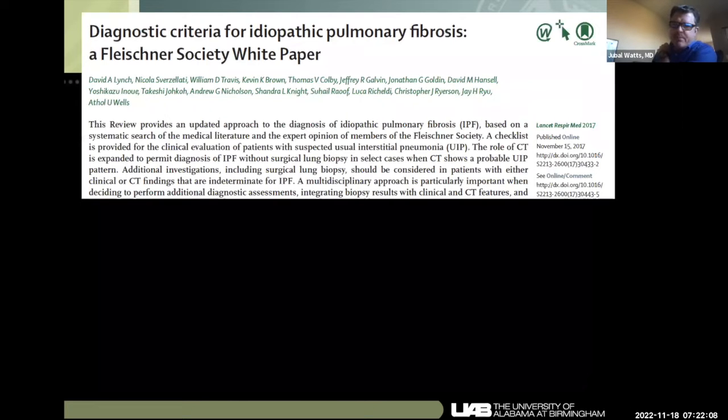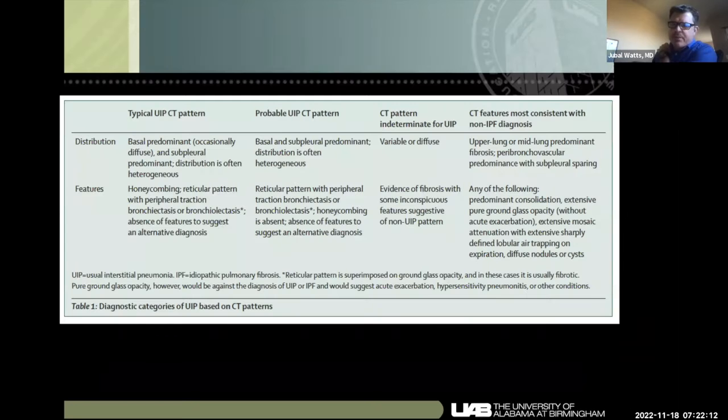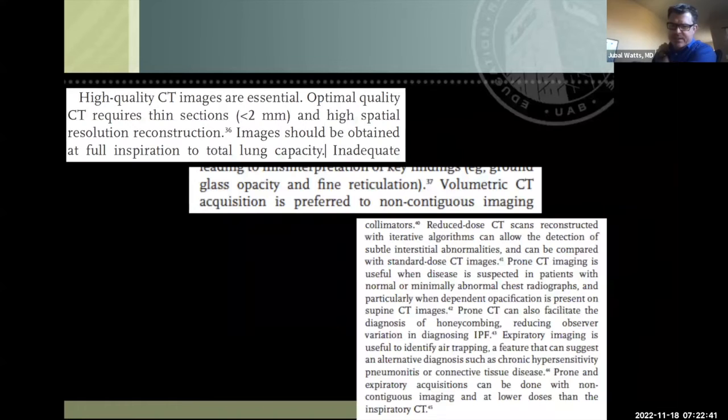So before the ATS came out, the Fleischner Society came out with a white paper, and it is about the same. So people kind of use the same terminology. One of the differences is that Fleischner says typical UIP, and a lot of people use that term because it makes it easier to distinguish than probable UIP. So typical UIP or UIP means you have honeycombing. Probable UIP, everything is the same as typical UIP, but no honeycombing. And then they have indeterminate, and then they say most consistent with a non-IPF diagnosis, so same as kind of alternative diagnosis.